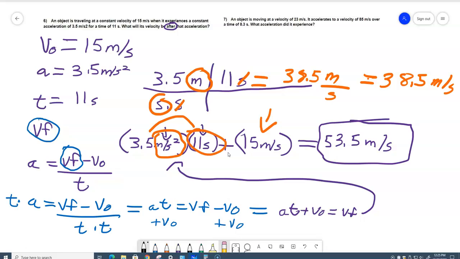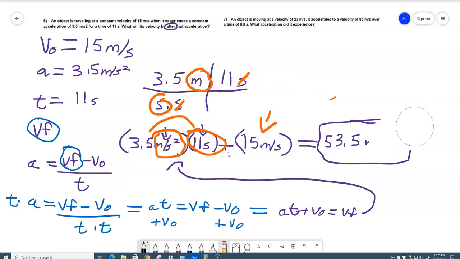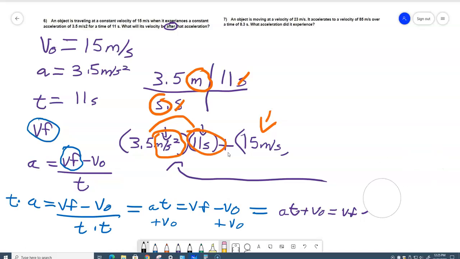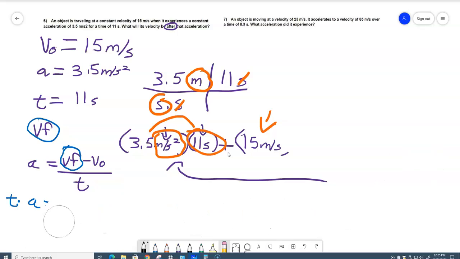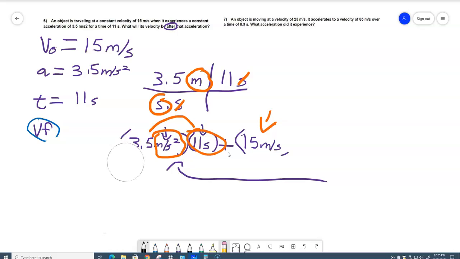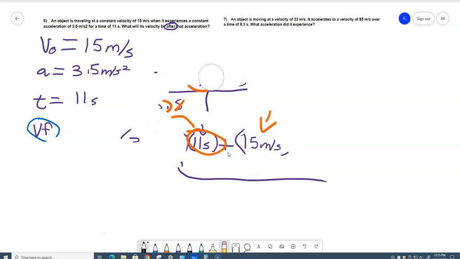So let me see, I'll just go ahead and do this one on here. It probably would have been easier if I had just hit clear canvas, but then I have to reinsert problem number 7.